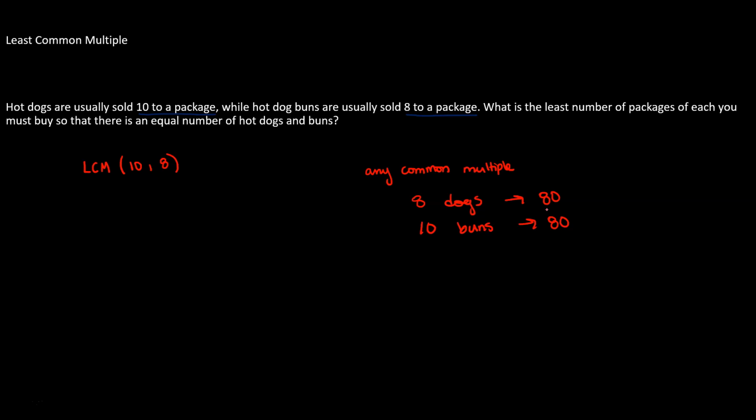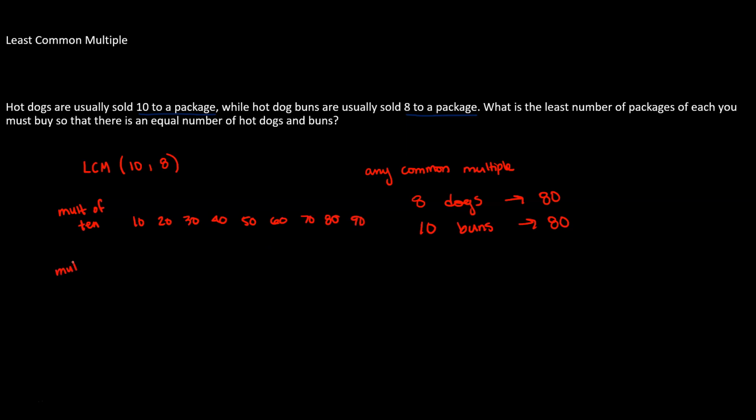But maybe you don't want to buy 80 hot dogs. I mean, maybe you do, but let's assume that you're looking for the smallest combination of hot dogs and buns we can get away with. That's why we need the least common multiple. If we list out our multiples of 10, we get 10, 20, 30, 40, 50, 60, 70, 80, 90, etc.